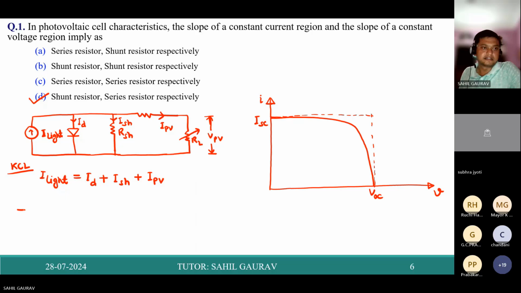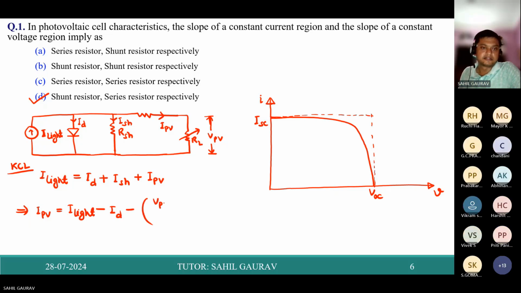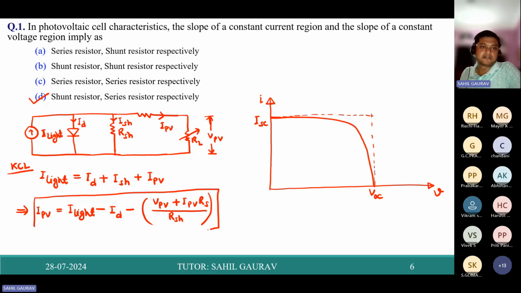And then this PV current you can write as IPV equal to I light minus ID minus (VPV plus IPV RS) upon RSH. So this is the mathematical expression for the equivalent circuit of the PV cell.